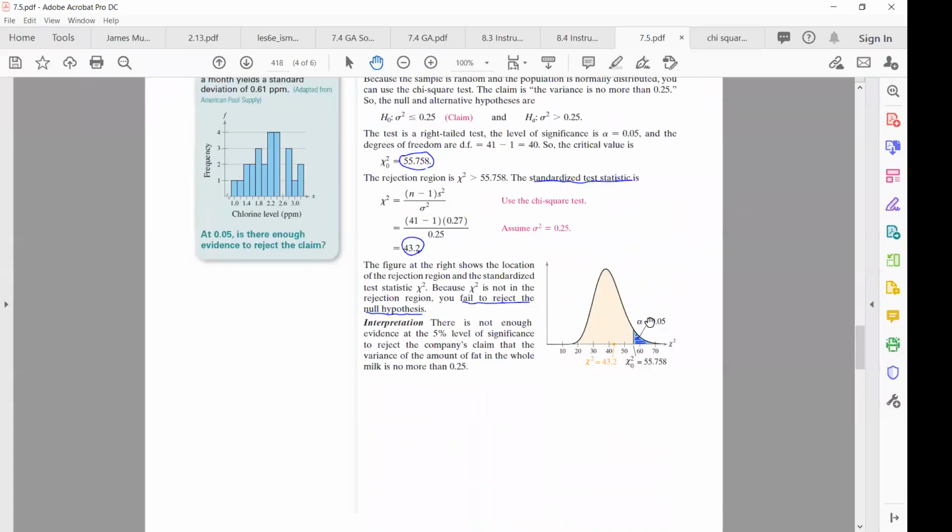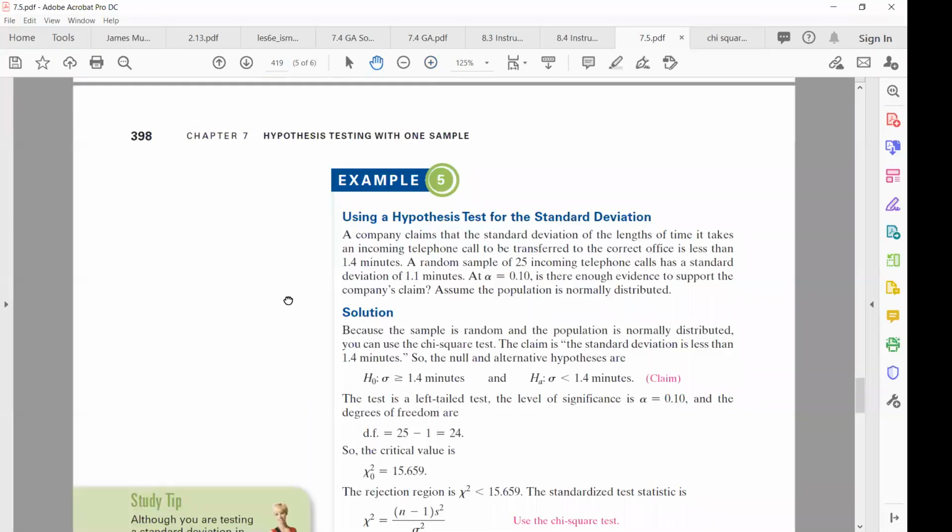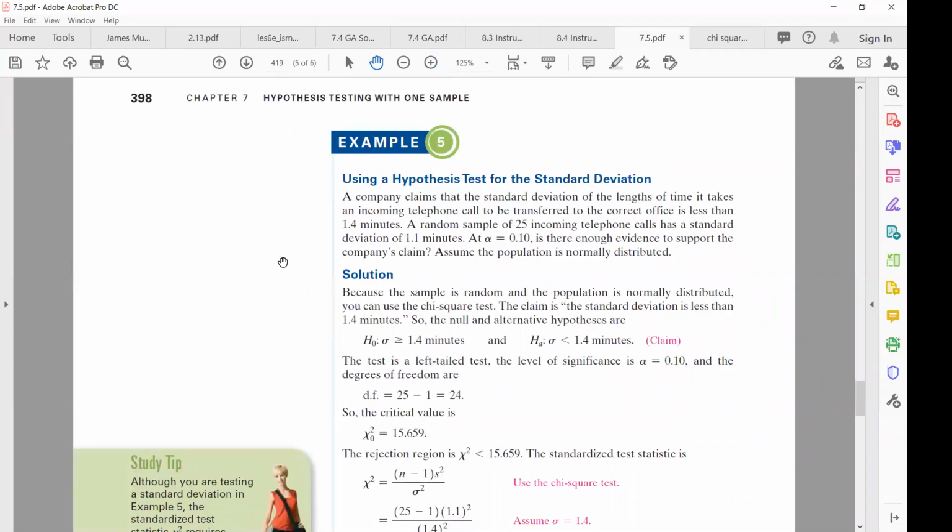Let us move on to the next example. You have another company that claims that the standard deviation, which is just sigma, of the length of time it takes an incoming telephone call to be transferred to the correct office is less than 1.4 minutes. Guys, this is different from the previous example. Very well. So what do we have?